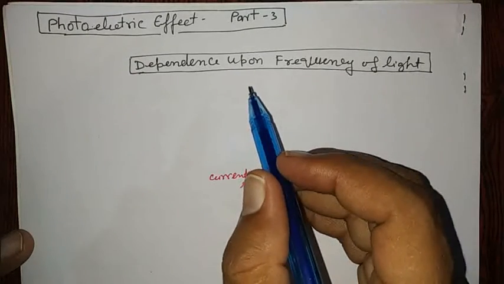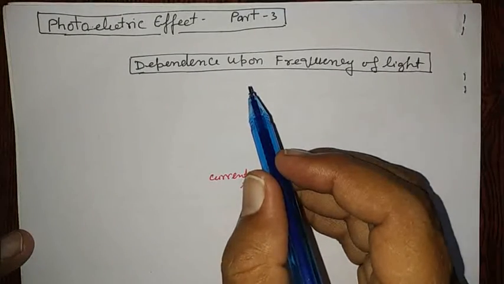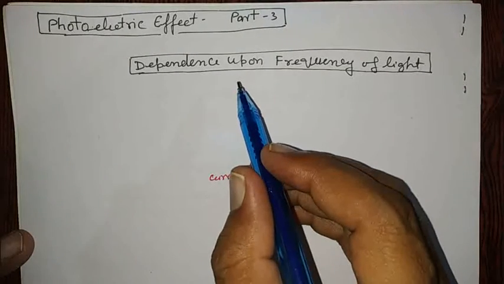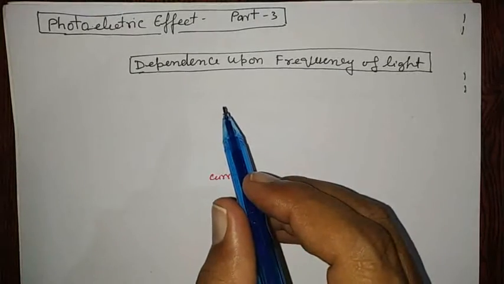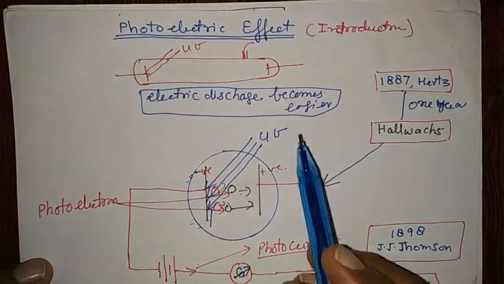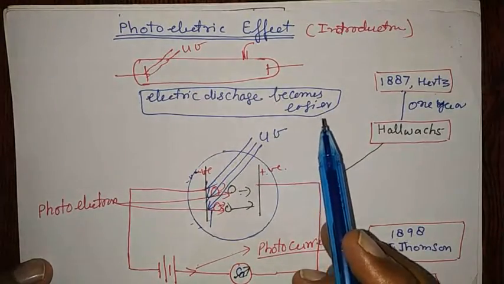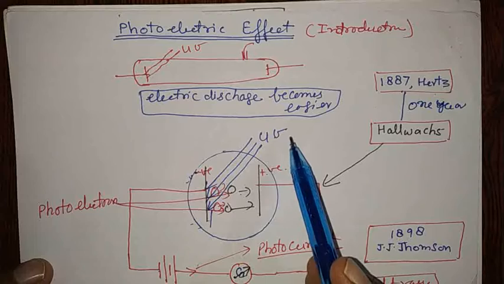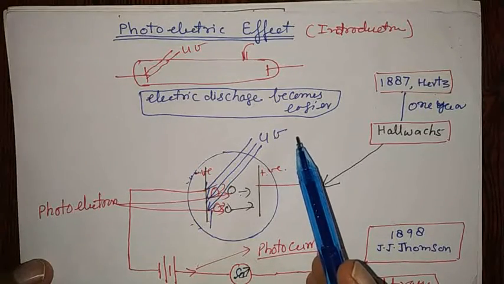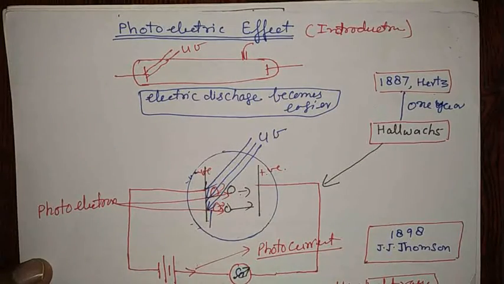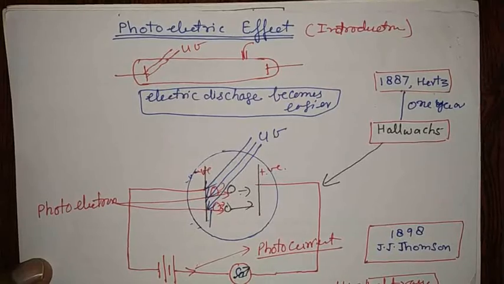Hello, today we are in the third part of the photoelectric effect, in which we will see the dependence upon frequency of light. In the first part, we saw what the photoelectric effect is, their introduction, how the Hertz experiment and Hallwachs showed the phenomenon of the photoelectric effect, and further the experiment done by J. J. Thomson.